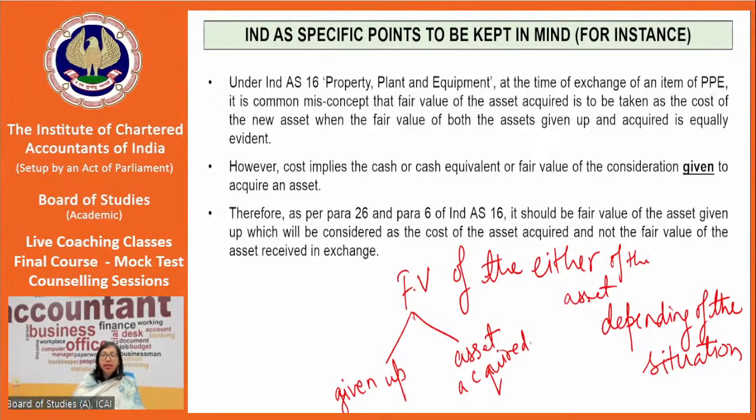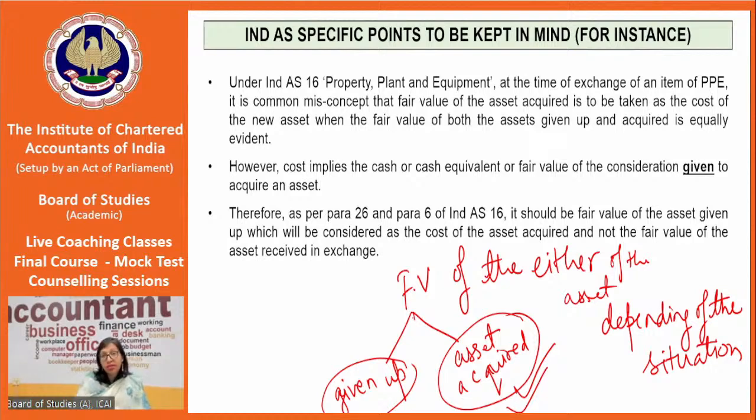If the fair value of the asset acquired is clearly evident, then take the fair value of the asset acquired. If the fair value of the given up asset is clearly evident, then take the fair value of the asset given up as the cost of the new asset. Okay, you have to identify the cost of the new asset.